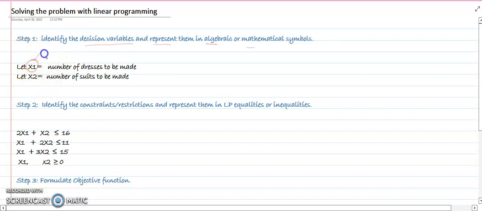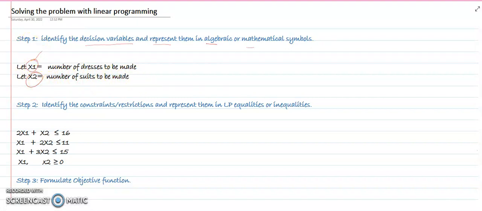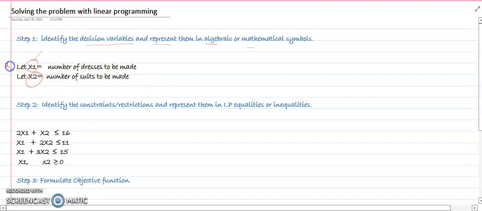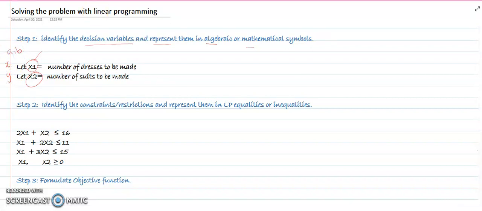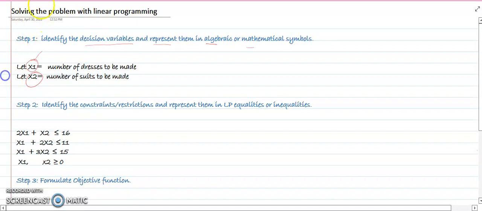So let x1 be the number of dresses to be made, and let x2 be the number of suits to be made. You can use any variable that you like, x or y, might be a or b or anyone that you want. So here I have taken x1, x2. So we have to represent the products that we have, dresses and suits, with these variables.